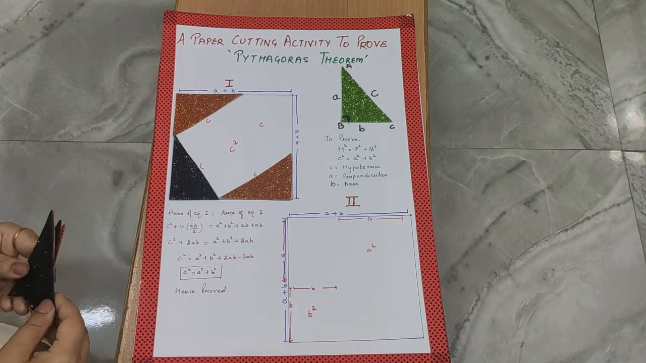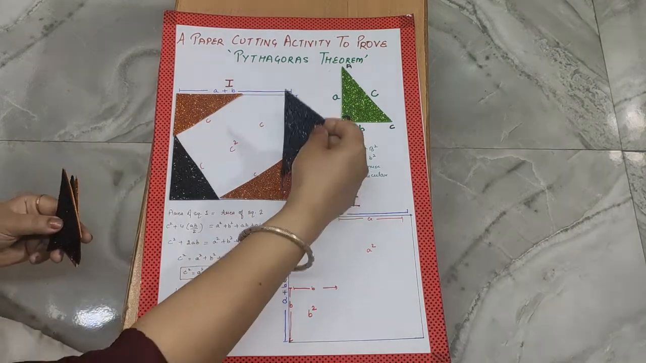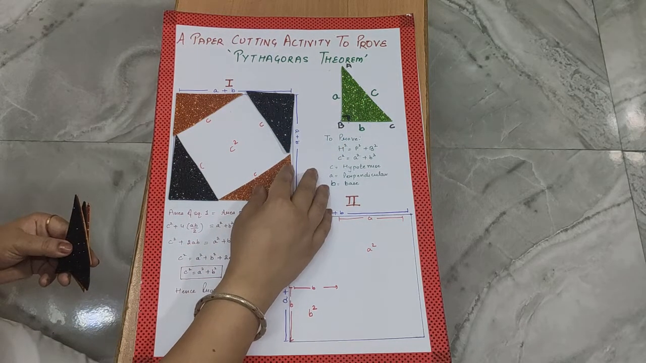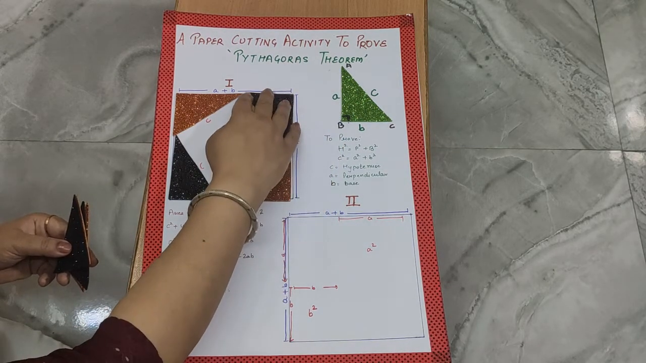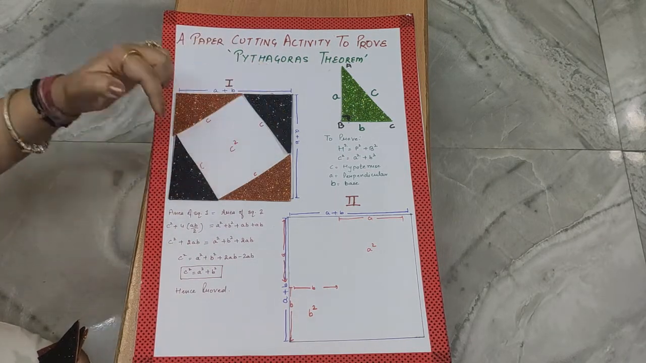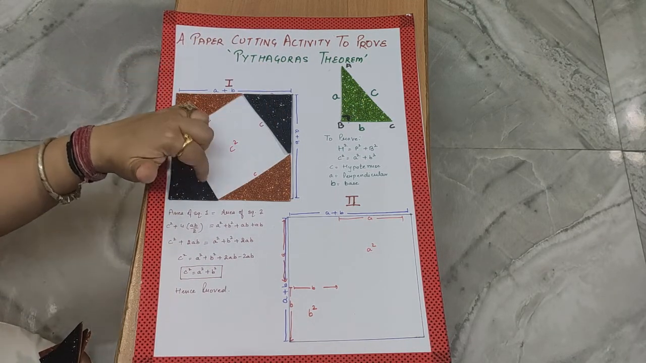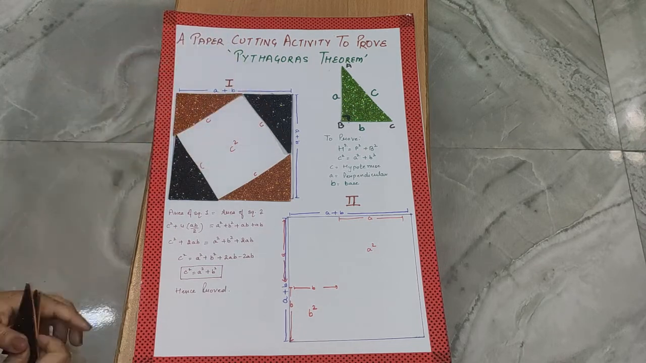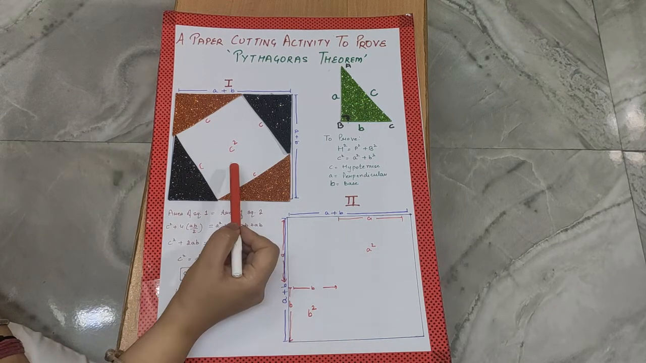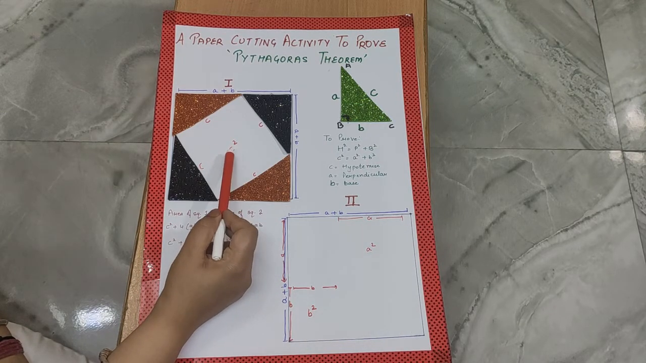Similarly for the fourth triangle, when B is already here, I will arrange A. So all the sides are A plus B, whereas I am having the hypotenuse inside. The 4 sides are equal to C, so it means I am having a square here. The area of this square will be equal to C square. So this was the arrangement of triangles in the first square.